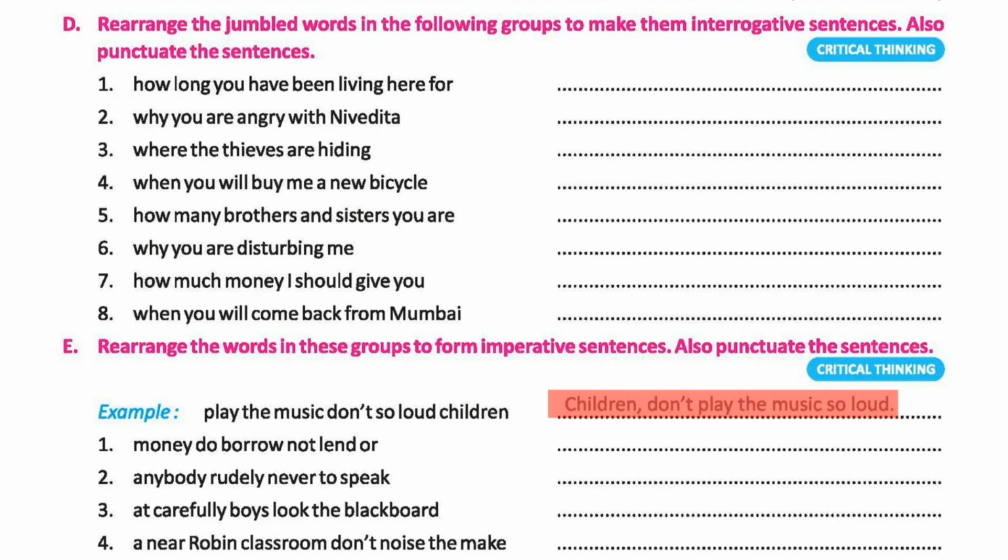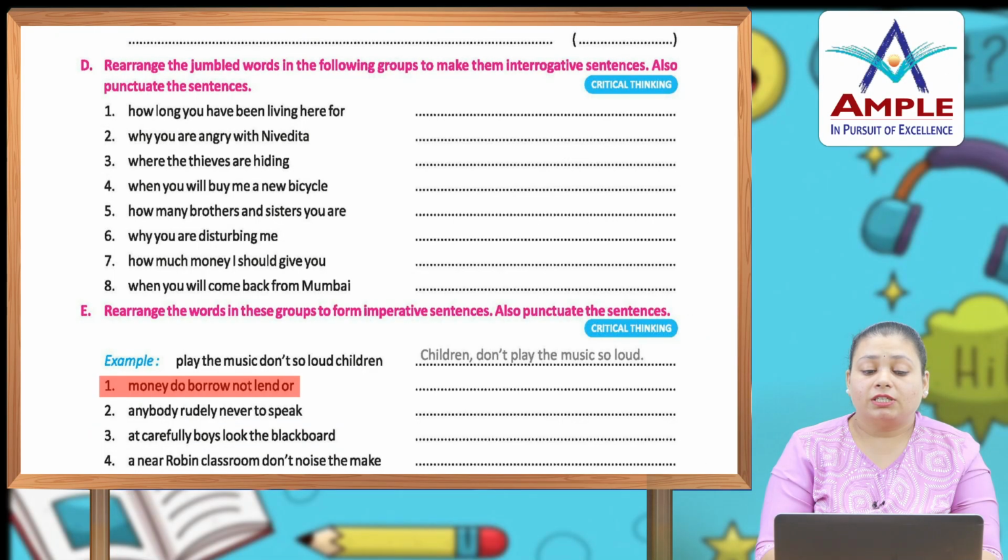Number 1, money do borrow, not lend or. Okay, so the sentence will be: do not borrow or lend money. Do not borrow or lend money. Okay, they have also given you an example. I have done one for you. Now read the rest of the part and do it on your own.